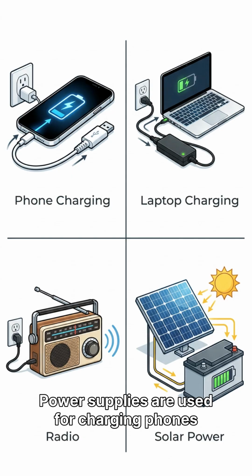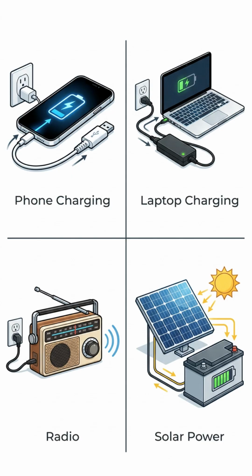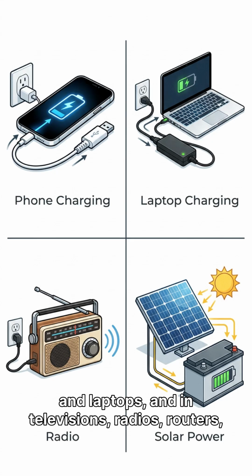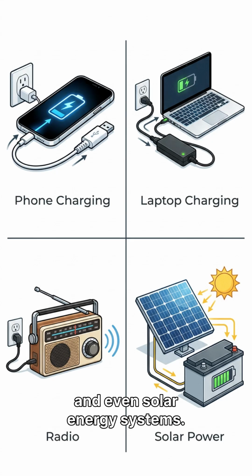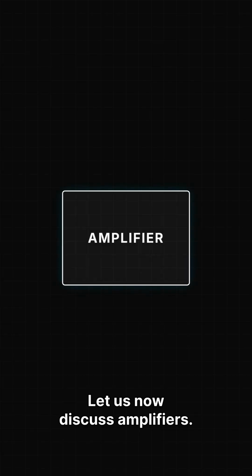DC output. Power supplies are used for charging phones and laptops, and in televisions, radios, routers, and even solar energy systems. Let us now discuss amplifiers.